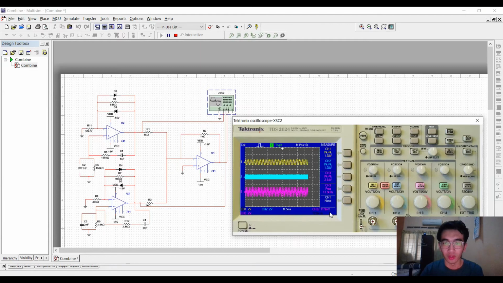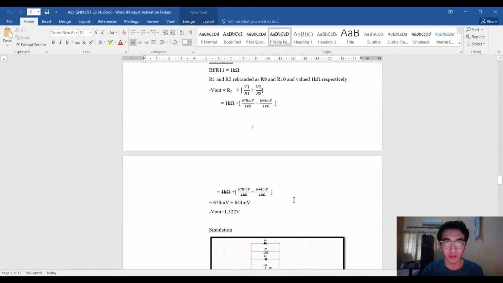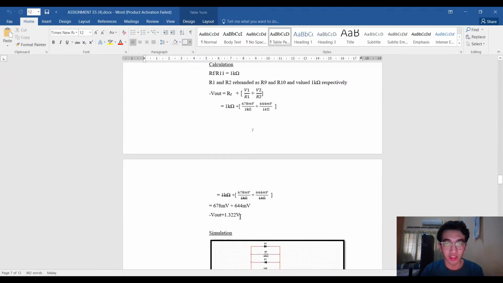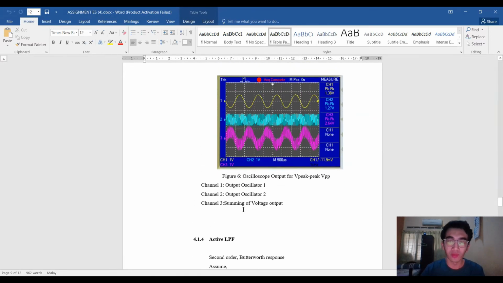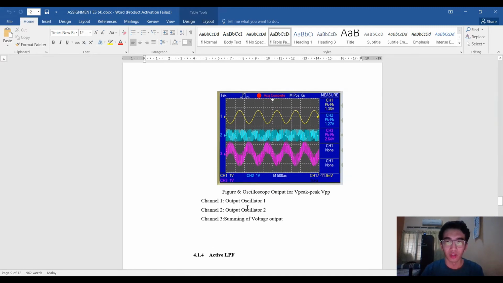If we compare it to the calculation, we can see it's almost exactly the same or similar. Okay, that's it from me, and we will be moving on to the low pass filter.